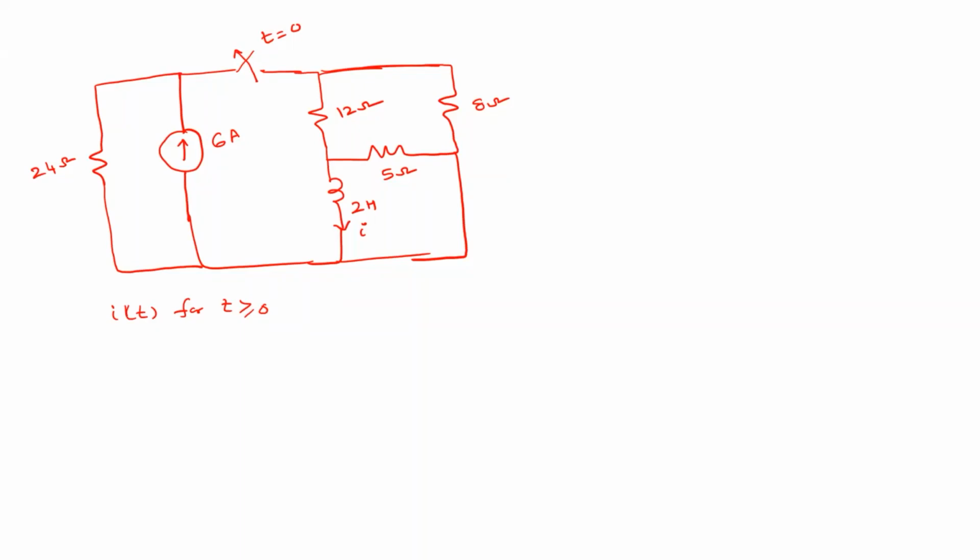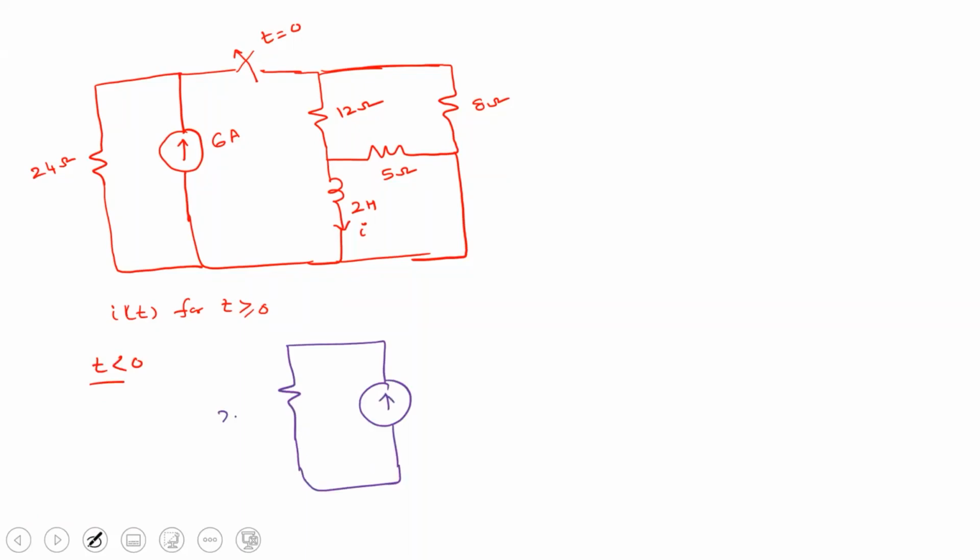Okay, so first thing, we need to find its equivalent circuit for t less than 0. So how will that equivalent circuit look? We have a current source here. So this is 24 ohm, this is 6 ampere. Next we have this arrangement.